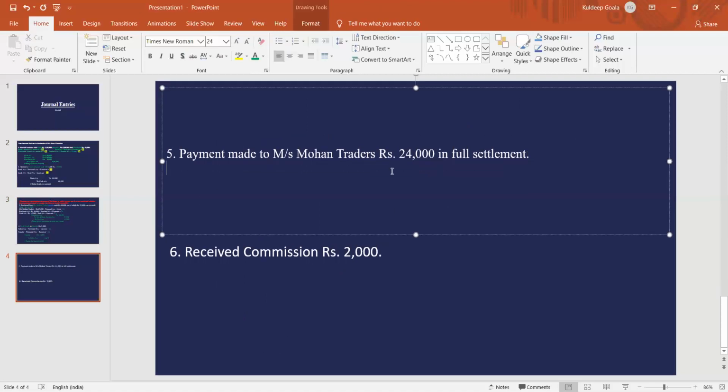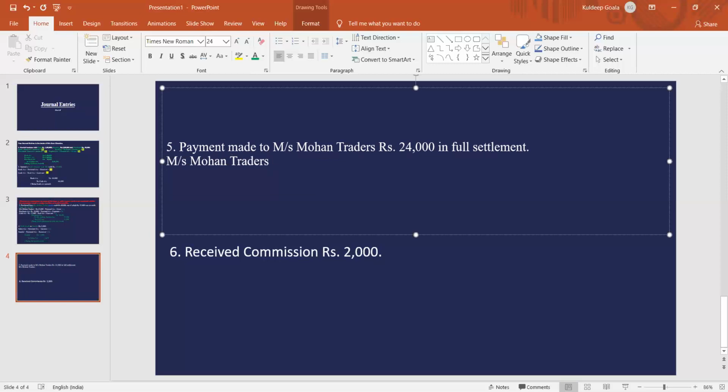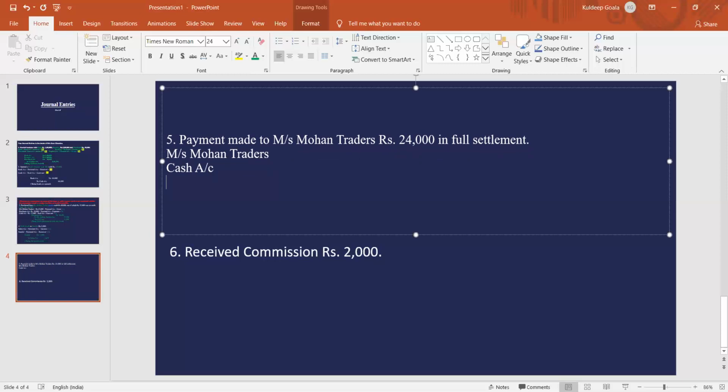Very good. Now let's find out what are the items. So what are the items we are getting here? It is Messrs Mohan Traders. Then we have got cash because the payment is being made, so cash account is there. And we have got a hidden account. The name of the hidden account is discount account, discount received account.